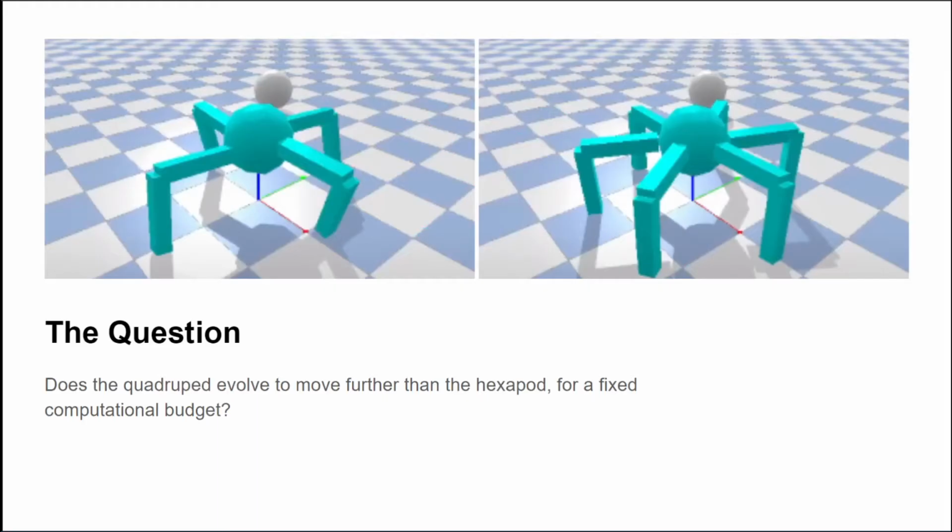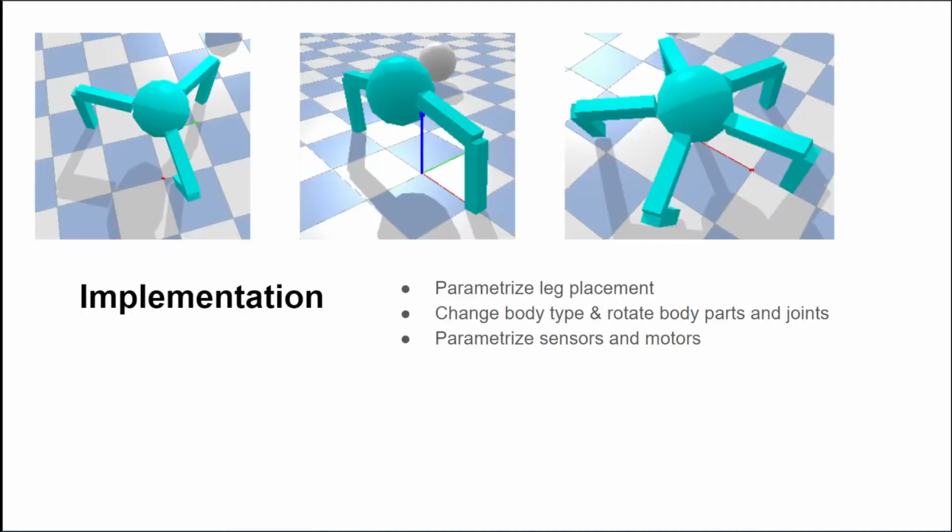Spider bot. The question: does the quadruped evolve to move further than a hexapod for a fixed computational budget? I chose a hexapod to be my variant of a quadruped because the increased complexity shows off the good representation of other robots with more legs.